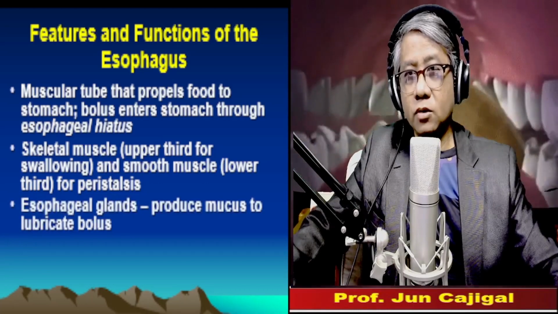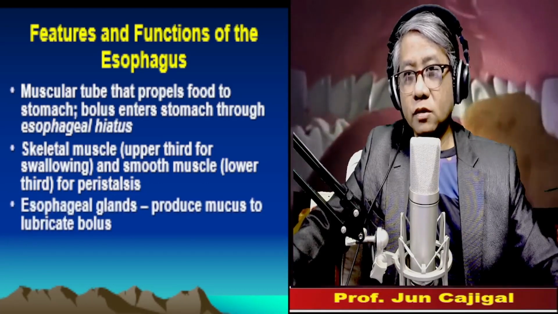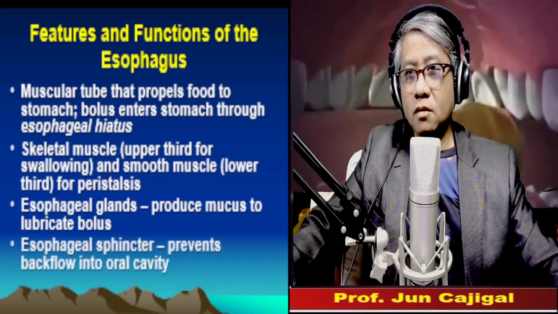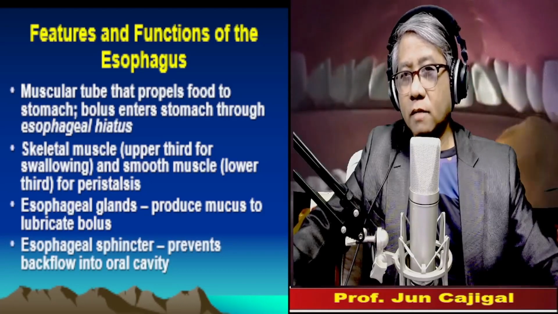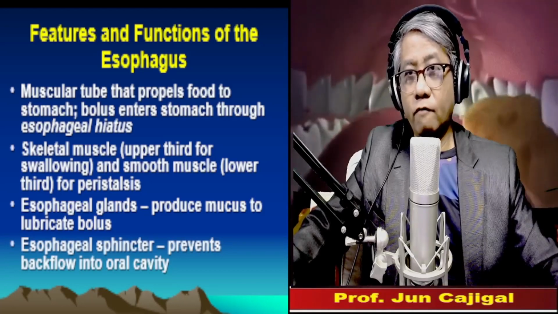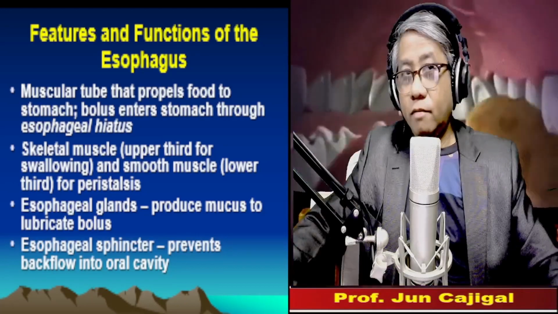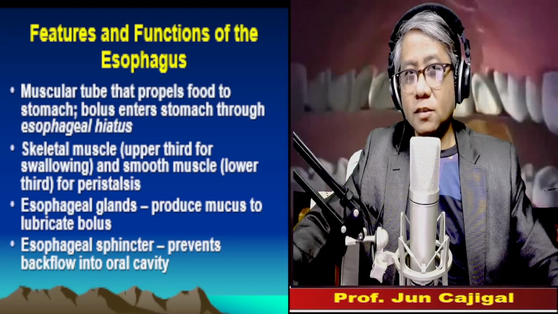Now the esophagus also contains esophageal glands that produce mucus to lubricate the bolus. And the esophagus contains the esophageal sphincter that prevents backflow of food into the oral cavity. Now, before we continue, you might wonder what a sphincter is.